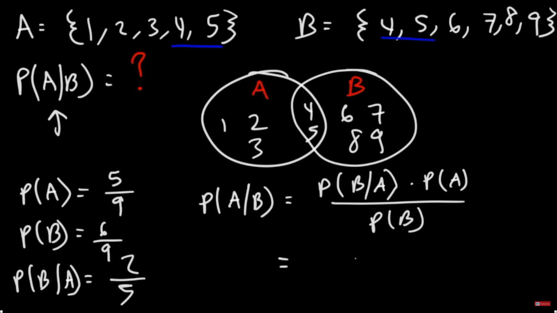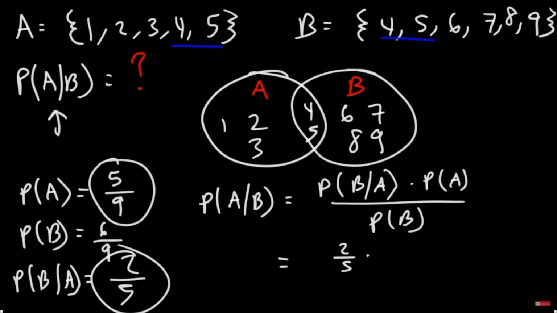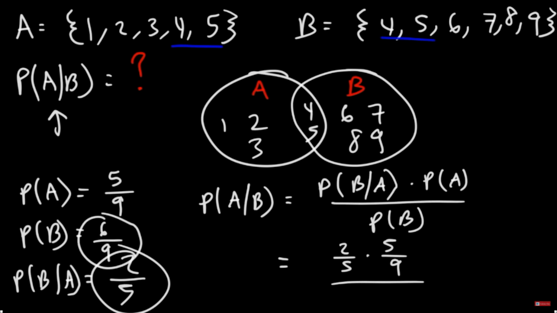So P of B given A, that's what we have here. That's 2 over 5, times P of A, which is 5 over 9, divided by P of B, which is 6 over 9.